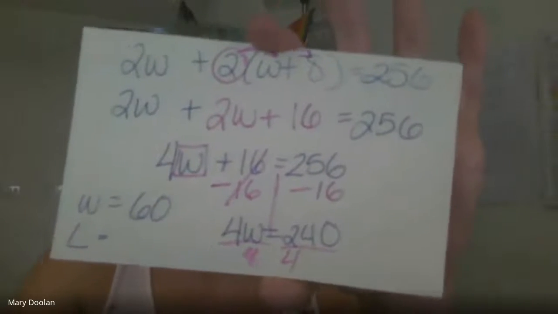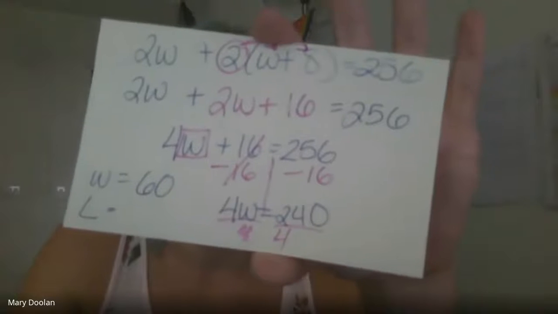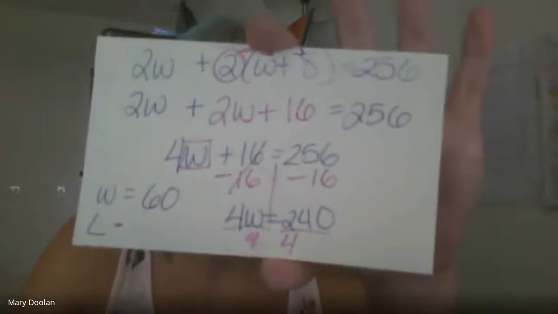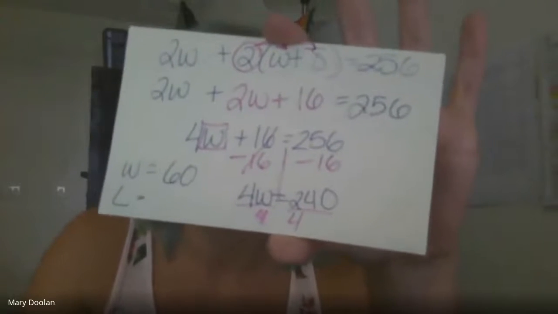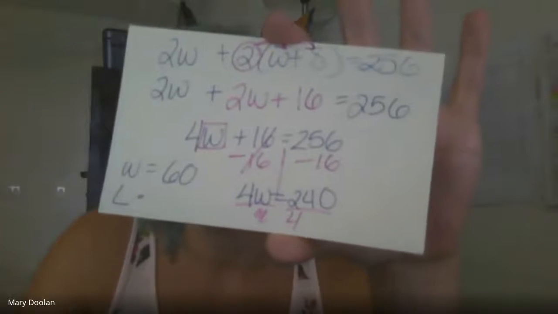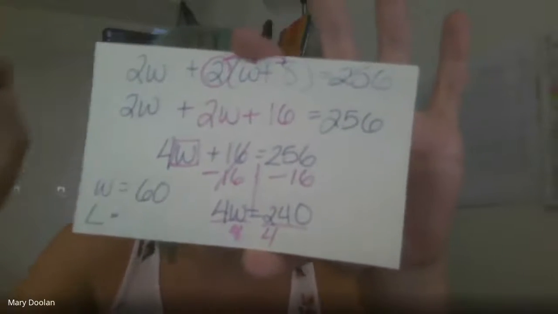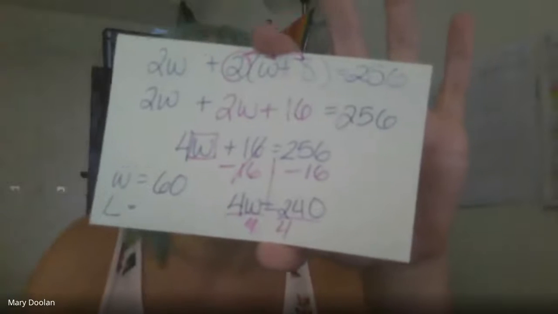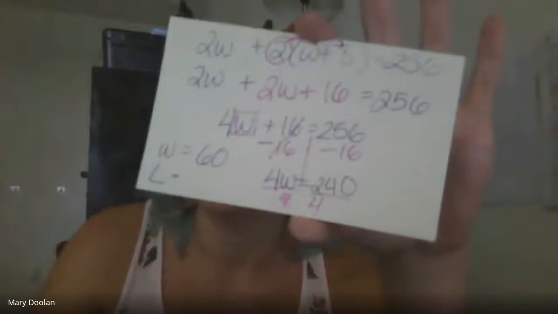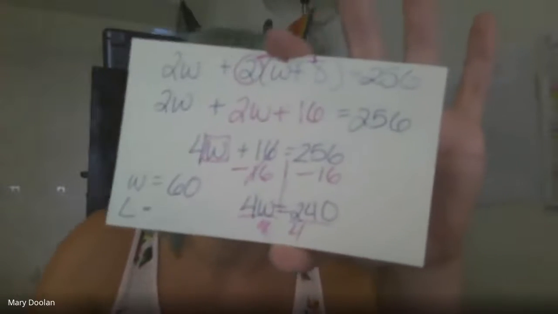And, you know, on problems like this, you should always check your answer too. Does this even make sense? If I was to put 60 where the W feet is in the picture and 68 where the W plus 8 feet is in the picture and add it all up, 60 plus 60 plus 68 plus 68, I better get 256. If I get anything else than that, I made a mistake.